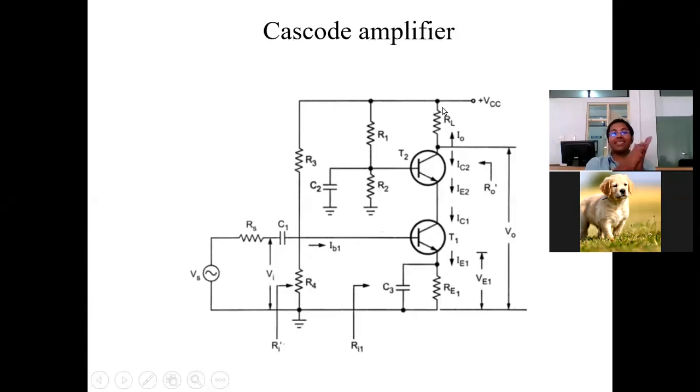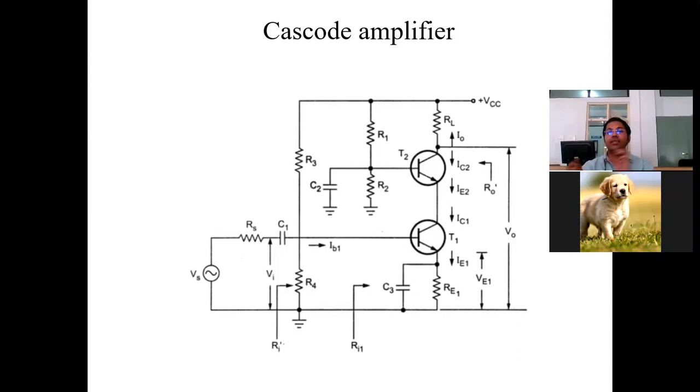See, biasing is a separate subject. I believe you have studied in EDC. Anyway, in short, I will tell. For a transistor to act as amplifier, emitter base junction should be what biased? Emitter base junction should be forward biased. Collector base junction should be what biased? Emitter base junction is forward biased. Collector base junction is reverse bias.